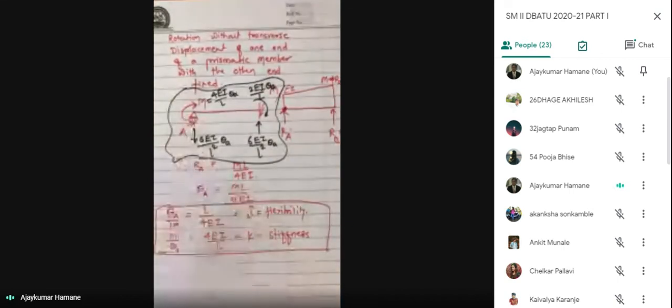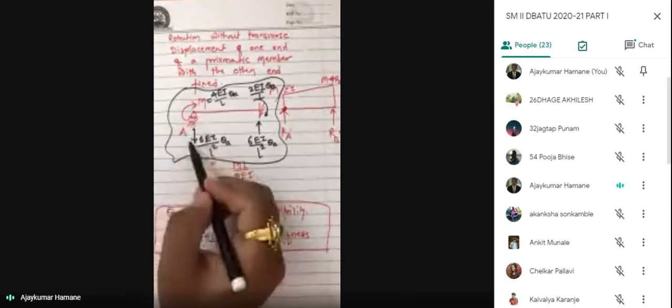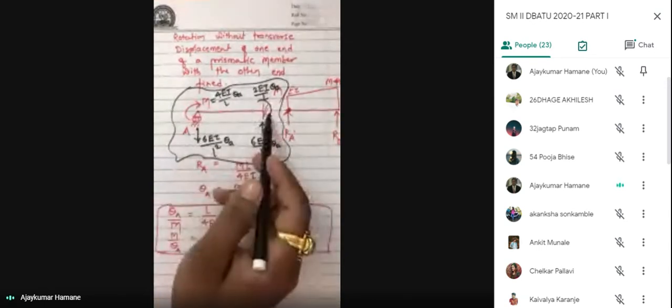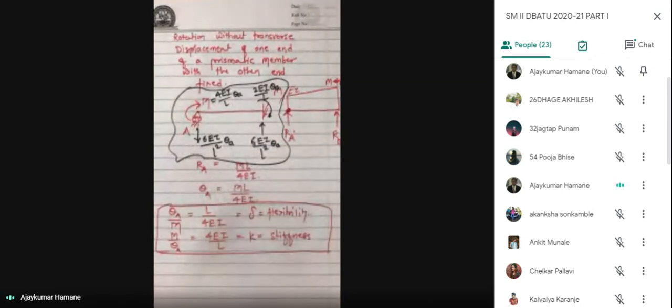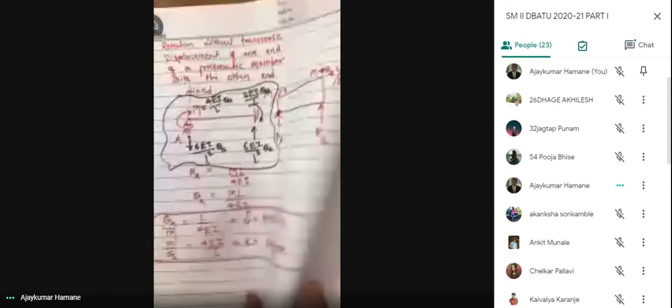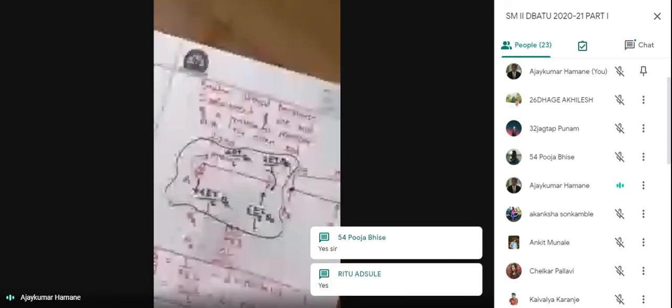So what changes will happen? Okay, when we apply the moment at this end, the reaction will be like this, and the moment at the further end will be like this. Okay, remember this diagram. Remember this diagram. Okay, students. Now next.